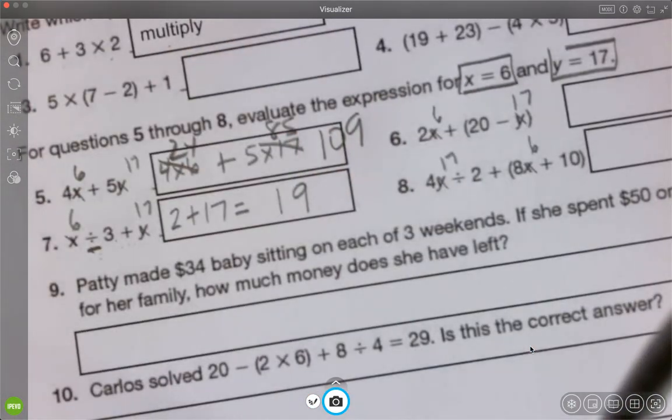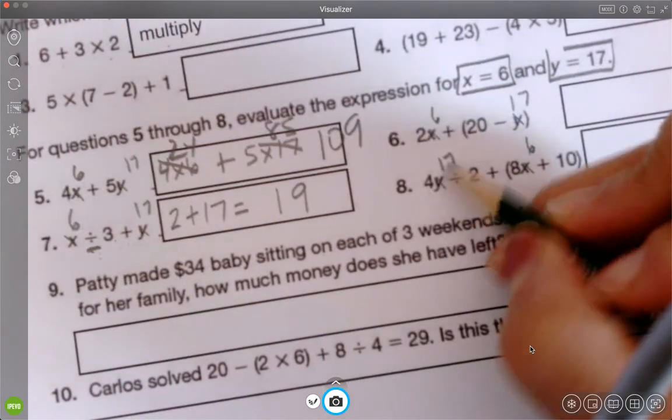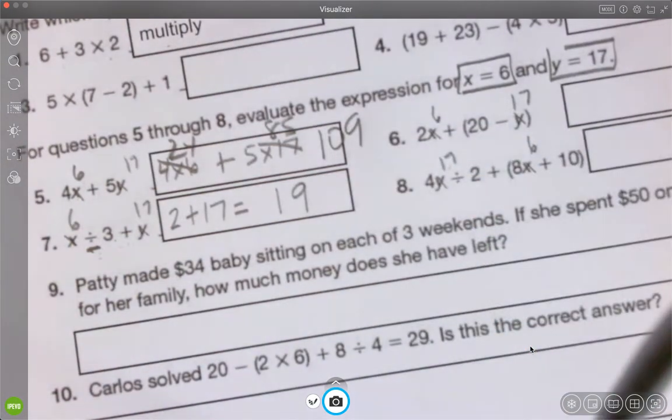Okay. Try the other ones on your own and see if you can figure it out. Again, when the number is next to it, you have to multiply. If you're having trouble, come see me in my Zoom.